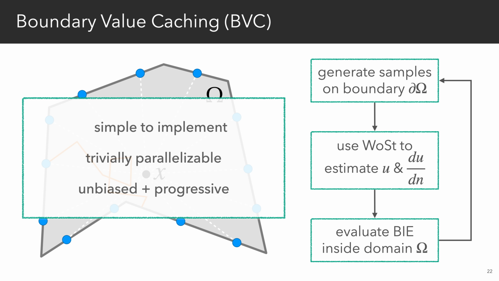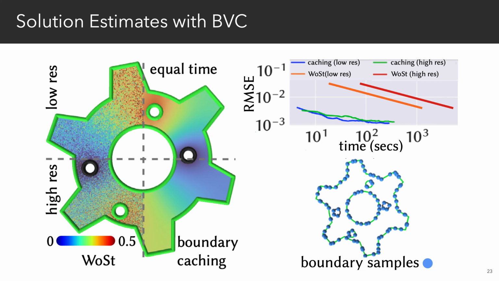Our algorithm is simple to implement, trivially parallelizable, and it's both progressive and unbiased. The sharing of walks between points that boundary value caching enables results in much smoother solution estimates in equal time when compared against pointwise estimators like walk-on stars, which have to compute the solution independently at every single point in the domain.